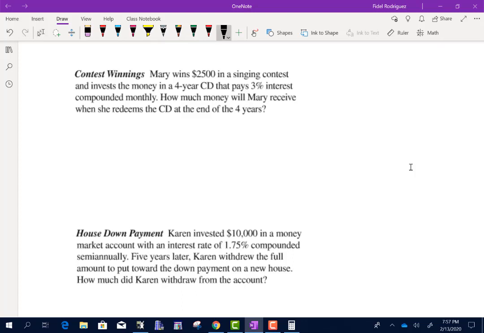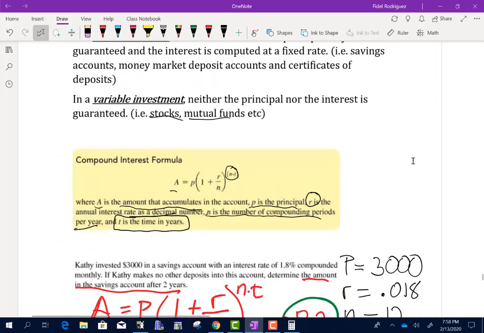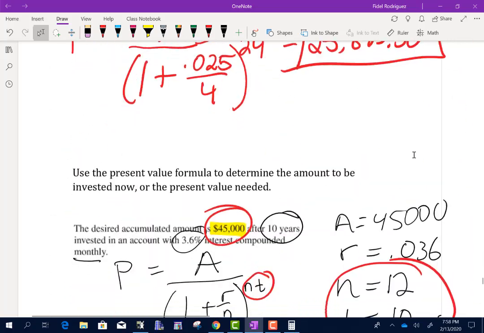Okay, I'm going to underline this sentence right here because that's going to tell me which one of those two formulas I'm going to want to use. It says, how much money will Mary receive when she redeems that CD at the end of 4 years? We want to know how much she's going to have later on. We know how much she currently has. She currently has $2,500. So we're going to figure out how much she's going to have in 4 years. We're going to be using the compound interest formula, okay?